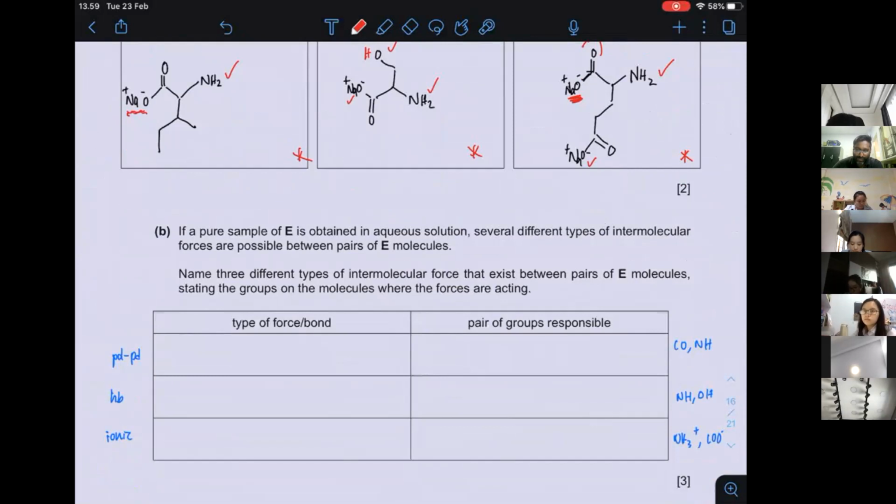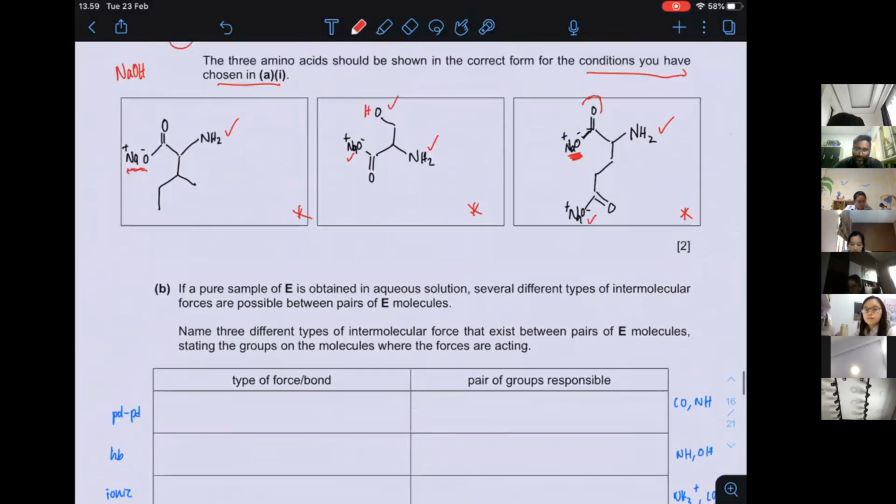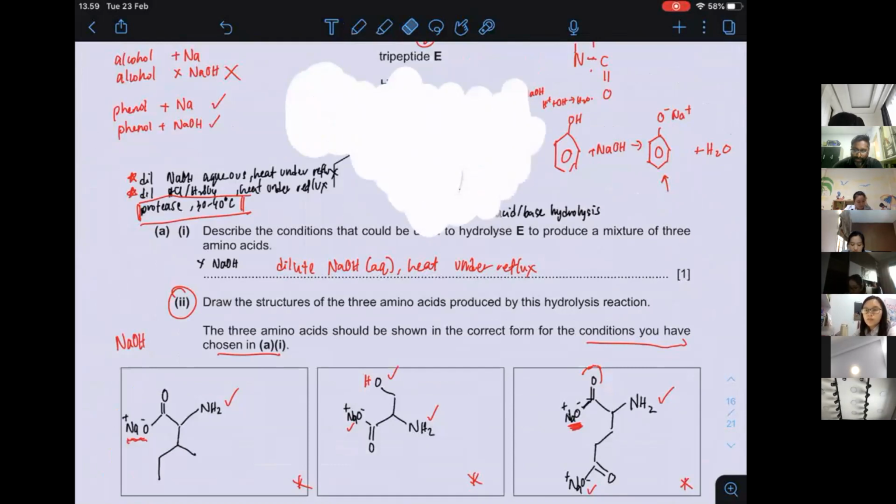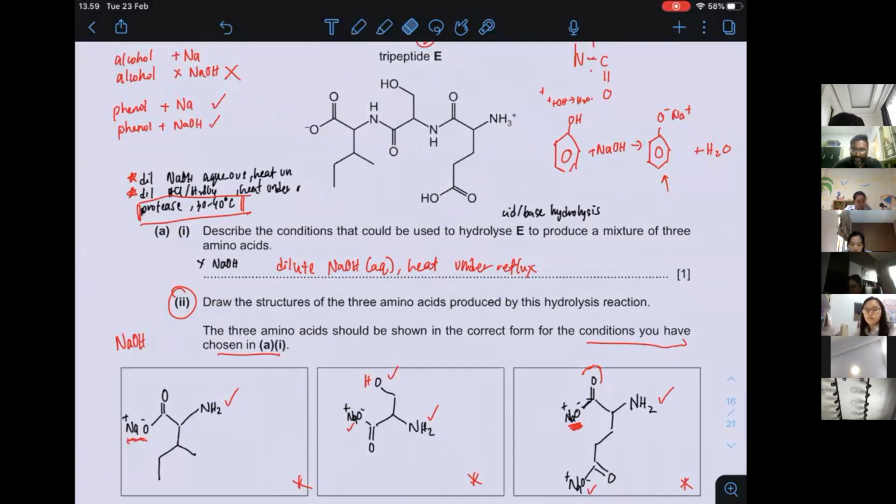several different types of intermolecular forces are possible between pairs of E. So you see, there are a few different types of intermolecular forces that can exist. So what are the intermolecular forces that can exist? Because you need to think. Intermolecular forces, we have learned about permanent dipole-dipole. You have learned about van der Waals forces.